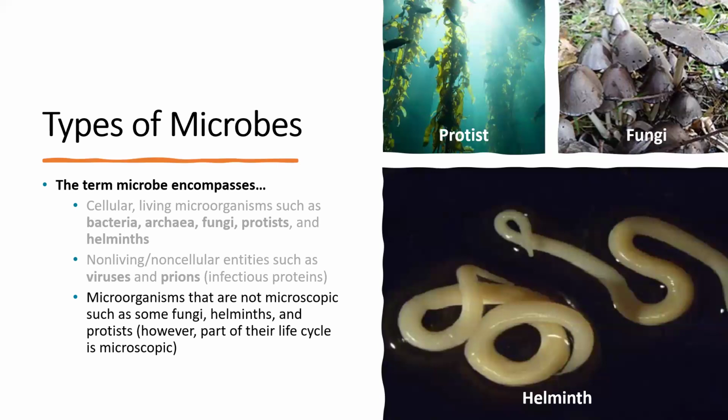We have some microbes that are actually macroscopic, so you're able to see them with your naked eye. However, they have some portion of their life cycle which is generally microscopic. So we have protists. Here we have kelp, right? There are other macroscopic protists, but this one to me is very interesting because of how big kelp can get. You have mushrooms, which are the fruiting bodies of fungi. And here we have the worm form of our helminths, which can also be in cyst form.